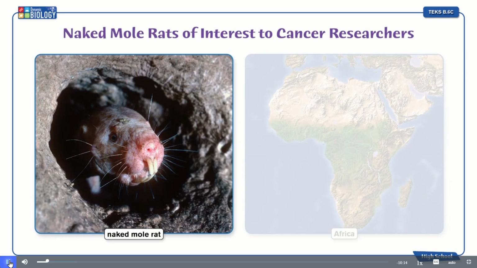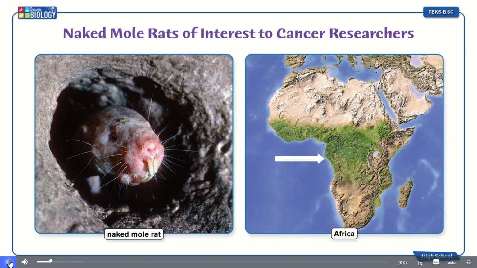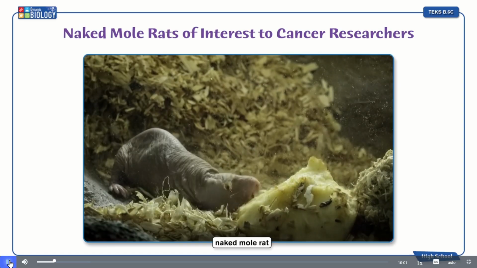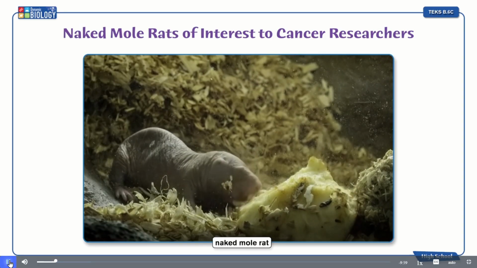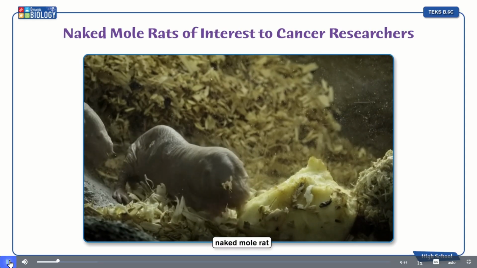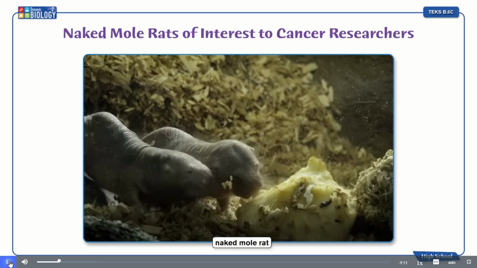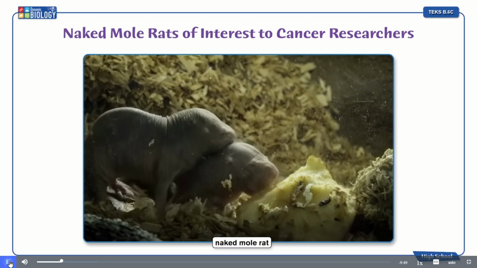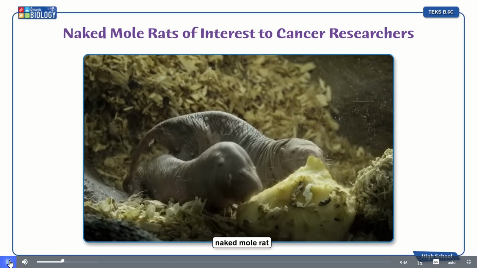This is a naked mole rat, a small rodent that lives in underground tunnels in grassy, semi-arid areas of Africa. Naked mole rats eat the underground parts of plants using their sense of touch to locate food. They are of interest to cancer researchers because they seldom get the disease despite their relatively long lives of 10 to 30 years.